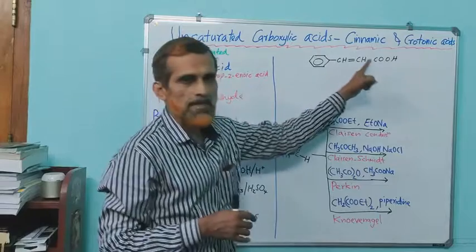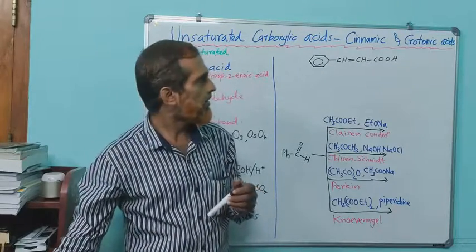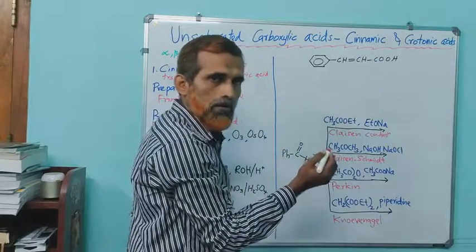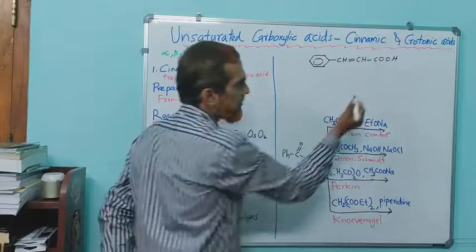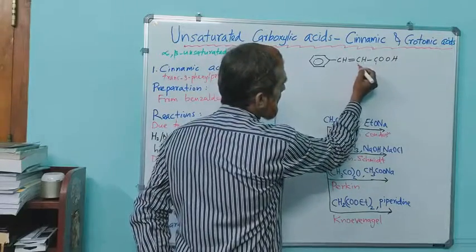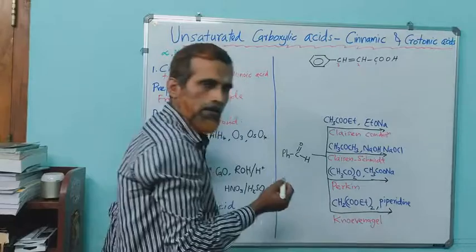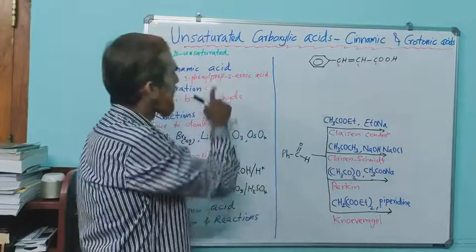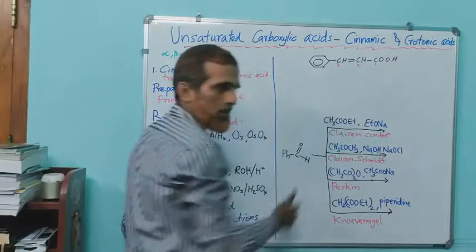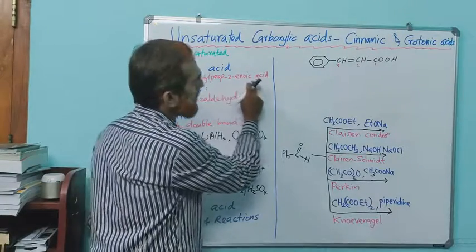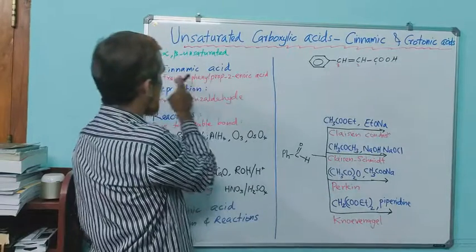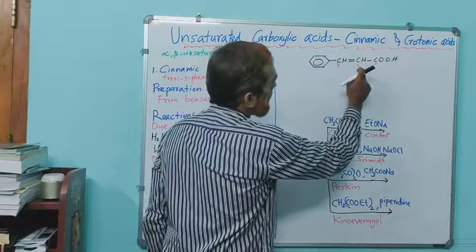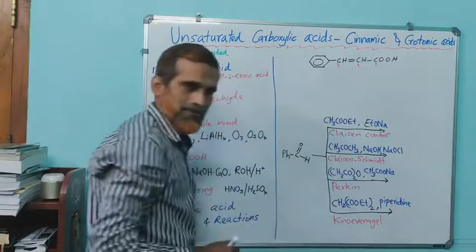This is cinnamic acid. You can see that if you name it by IUPAC, it is a 3-carbon acid, so it is prop, with a double bond at position 2. So prop-2-enoic acid, and at position 3 you have phenyl. So what is it? 3-phenylprop-2-enoic acid.